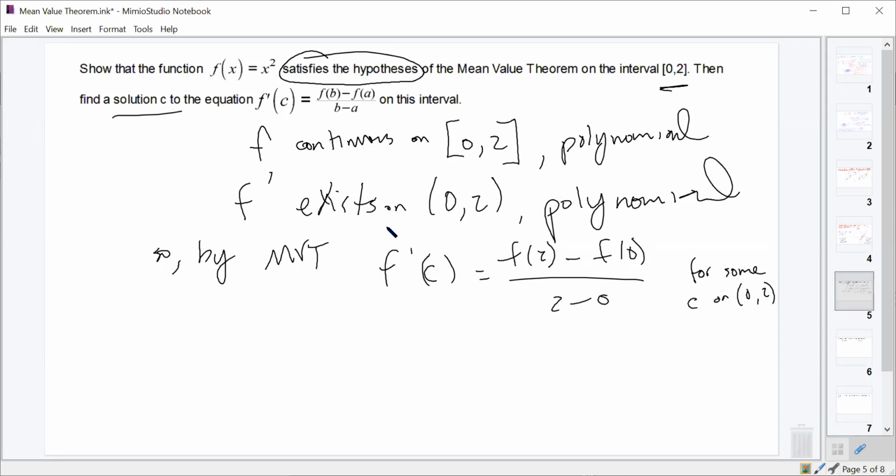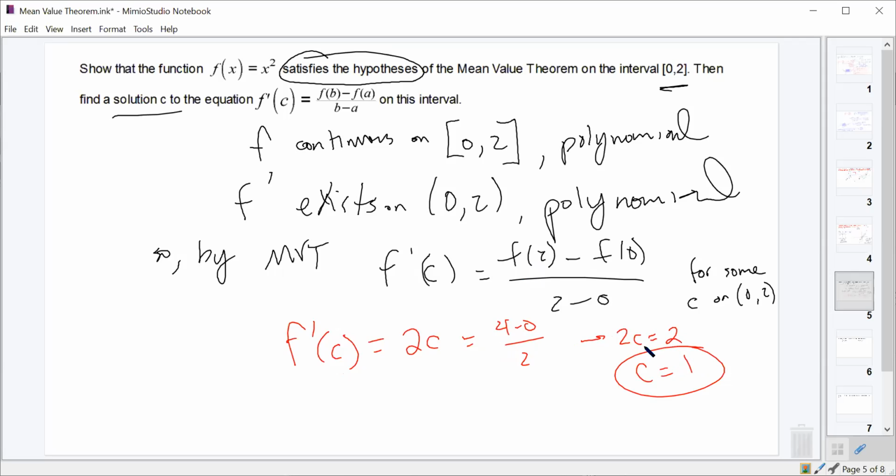So the question is then, what is the solution c to that equation? And so what, first off, is f prime of c? 2x. Well, almost. F prime of c would be 2c, right? But yeah, derivative of f of x is 2x, so f prime of c is 2c. And what's f of 2? Should just be 4 minus 0 over 2, or 2c equals 2, or c equals 1. And so we would get that the solution to this is c equals 1, or an x value of 1.